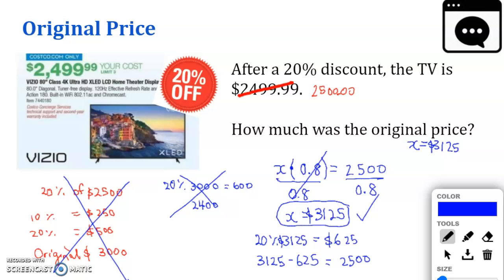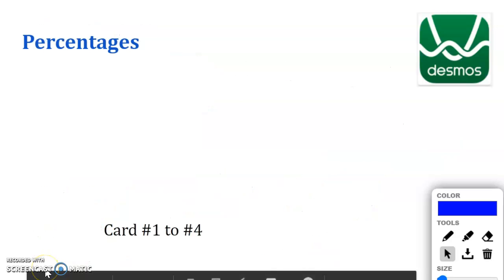So we did not just calculate 20% of the final price. What we actually had to do was take whatever the original price was and subtract 20%. So 100% minus 20% is 80%, which is 0.8. And I knew that when I applied that, it was going to give me 2,500. So I divided by 0.8, and I got $3,125.